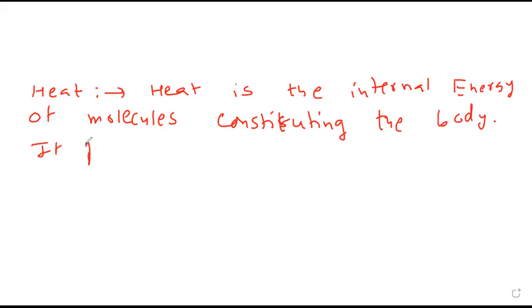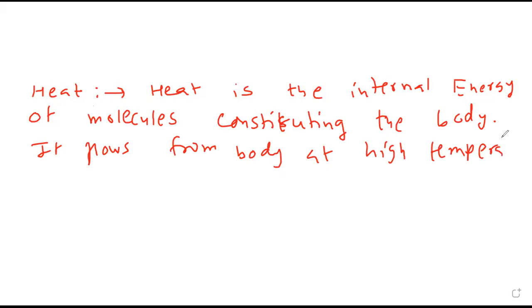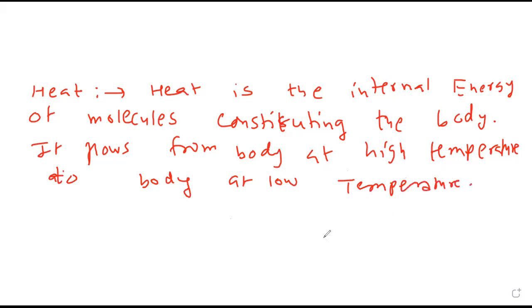It flows from where to where? From body at high temperature to body at low temperature. Suppose both the bodies are at the same temperature, then no flow of heat will take place. What is that condition called? It is called thermal equilibrium. So it flows from body at high temperature to body at low temperature. Fixed definition they will ask. What is heat? It is internal energy of molecules constituting the body, flows from body at high temperature to the body at low temperature.